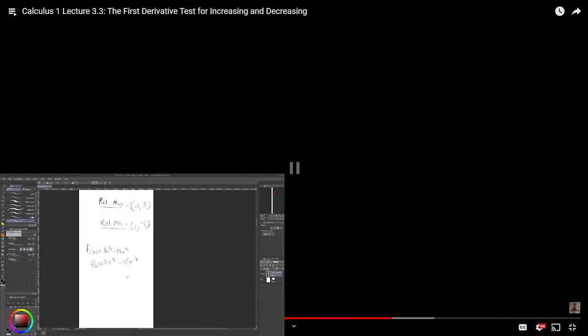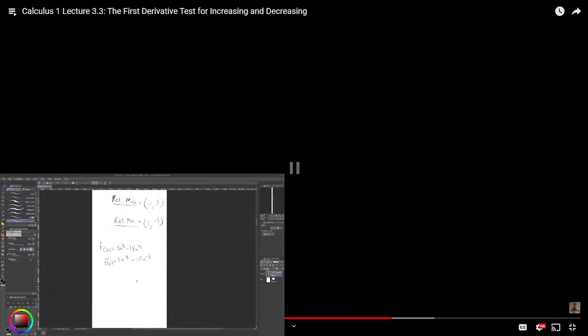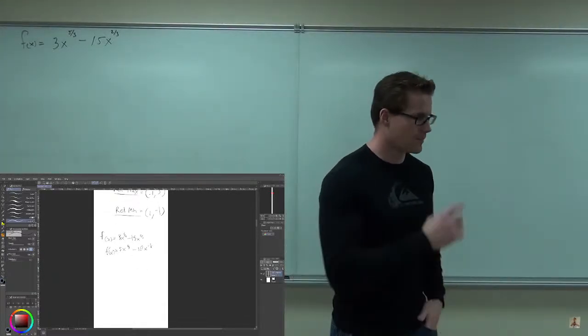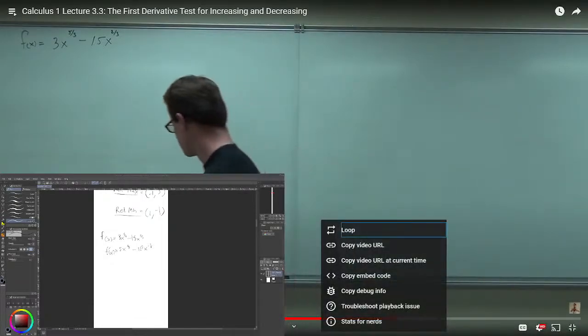5x^(2/3) minus 10x^(-1/3). I want to make sure this is right before I move on. Set it equal to 0 for me. Would you do that for me real quick? If you haven't done that already, go for it.